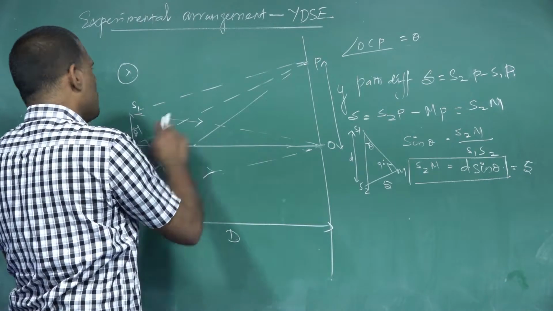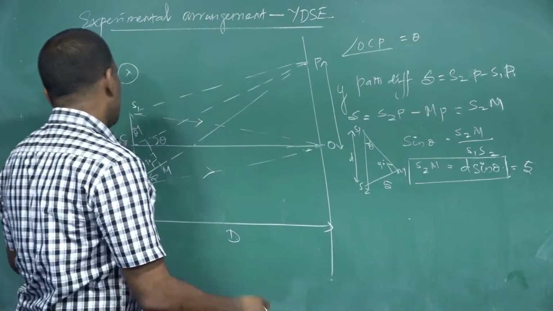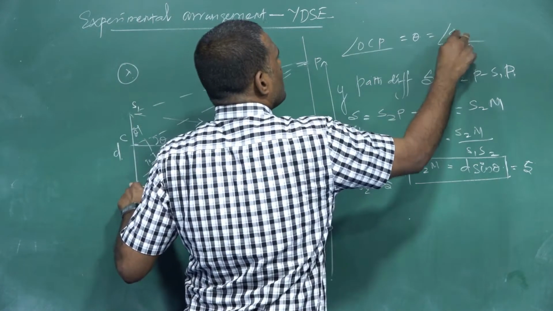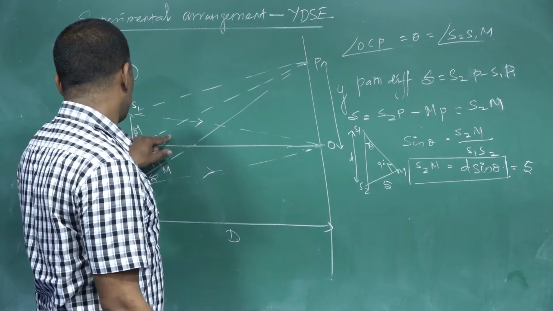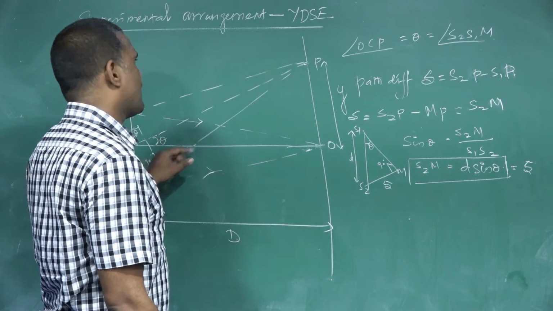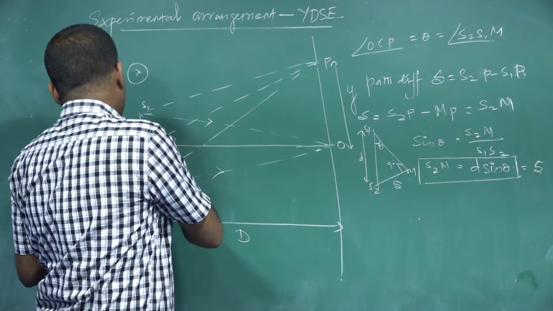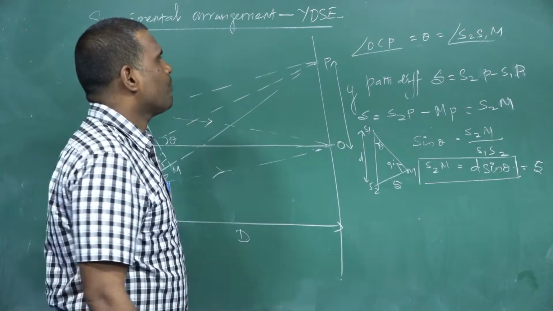So in the triangle OCP, we can mark angle OCP equal to theta. Also, angle S2-S1M is equal to theta, because these two triangles are similar. From the geometry, we can say angle S2-S1M is also equal to theta.